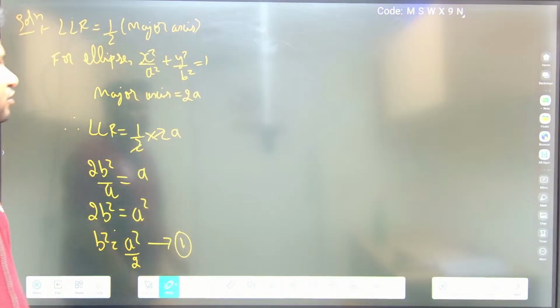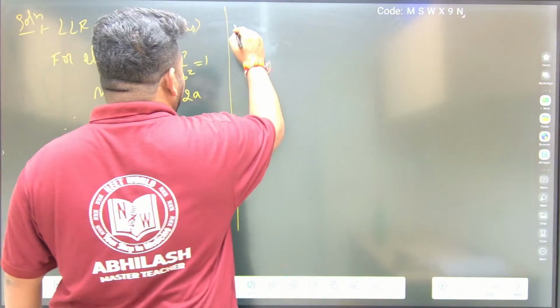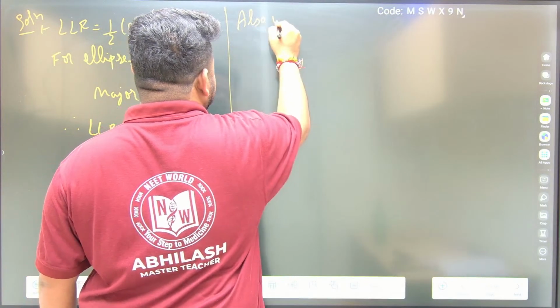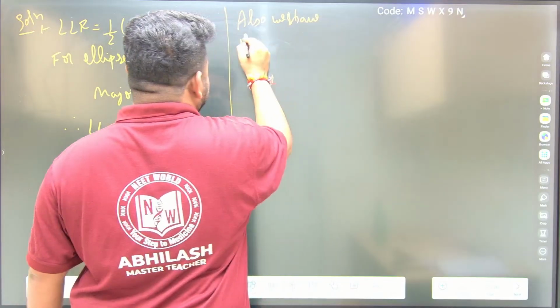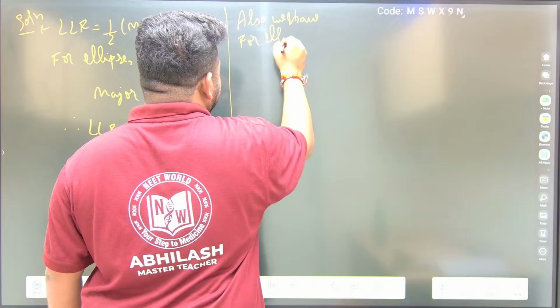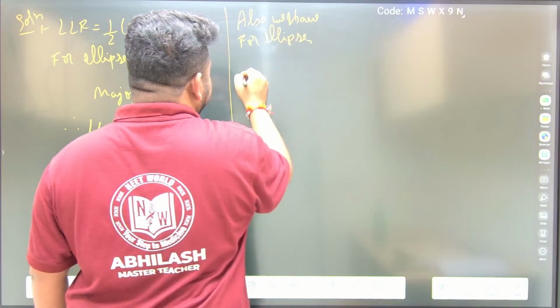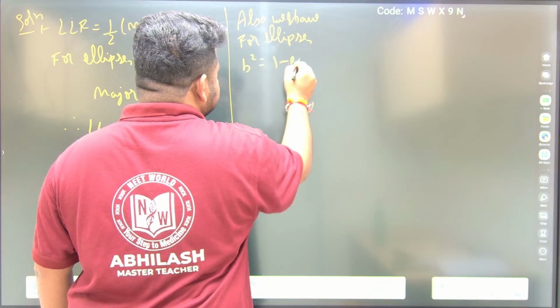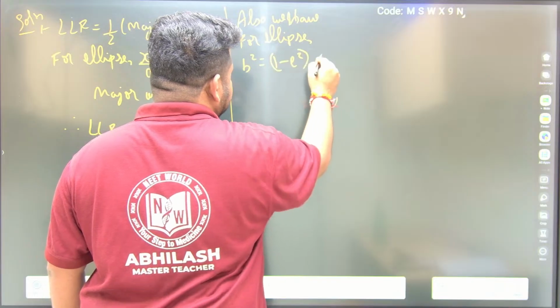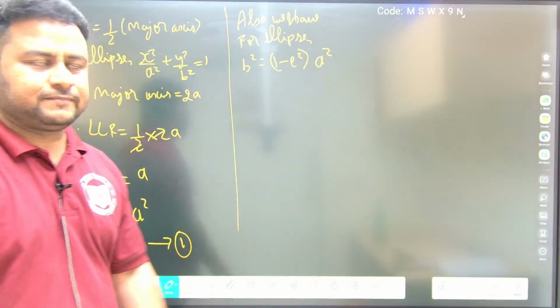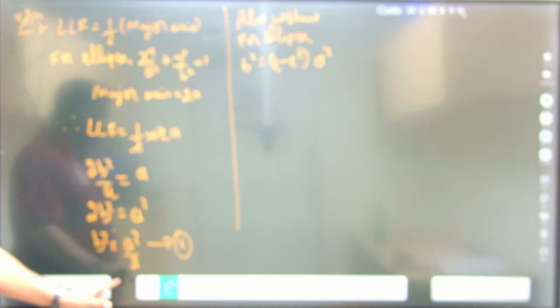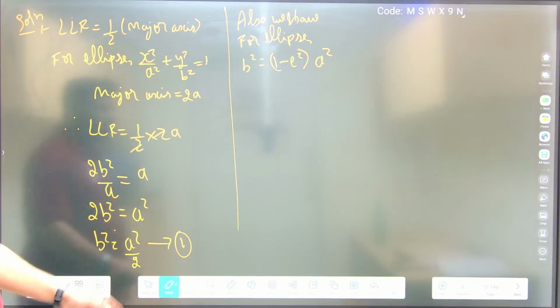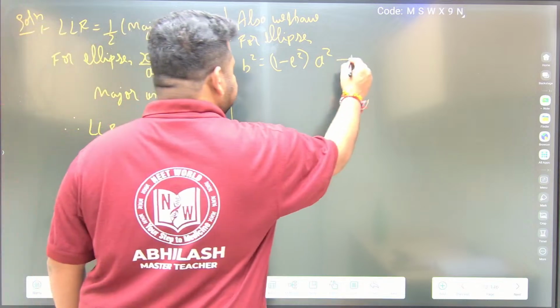Also we have, for an ellipse, that is the standard ellipse, b square is equal to 1 minus e square into a square, where e is the eccentricity. But b square here is a square by 2. So let this be equation 2.